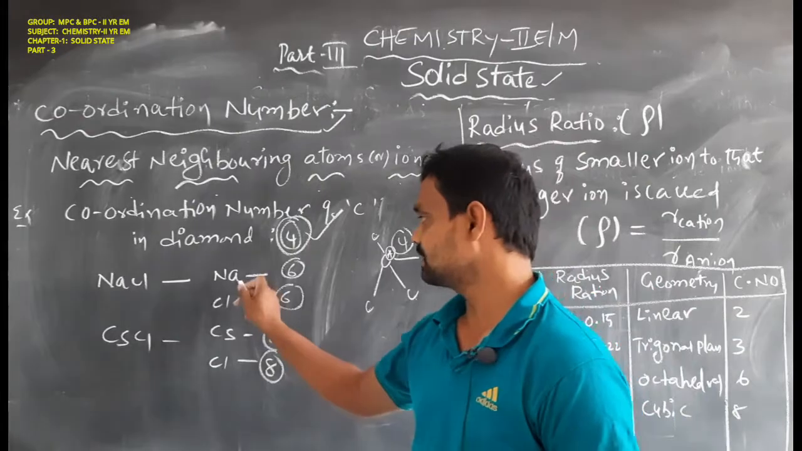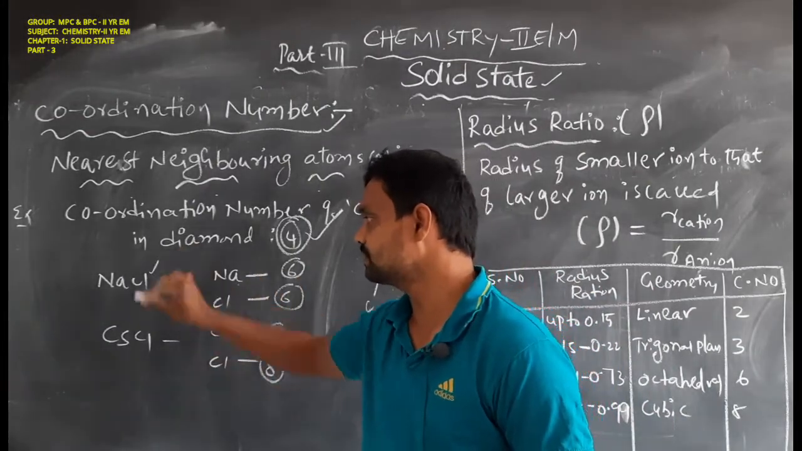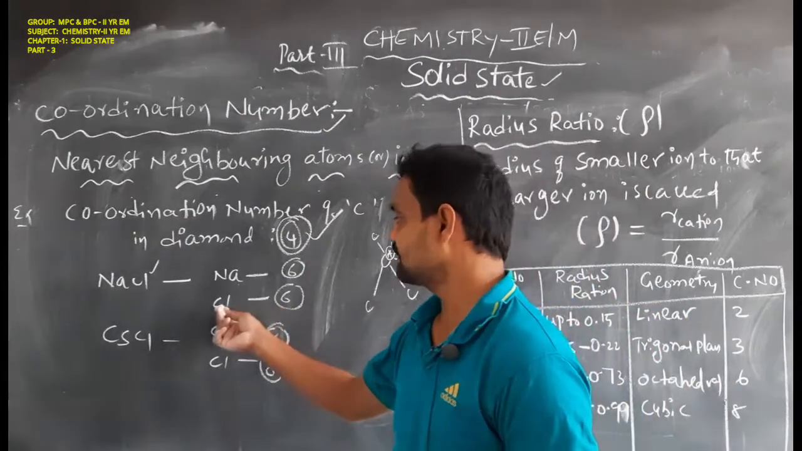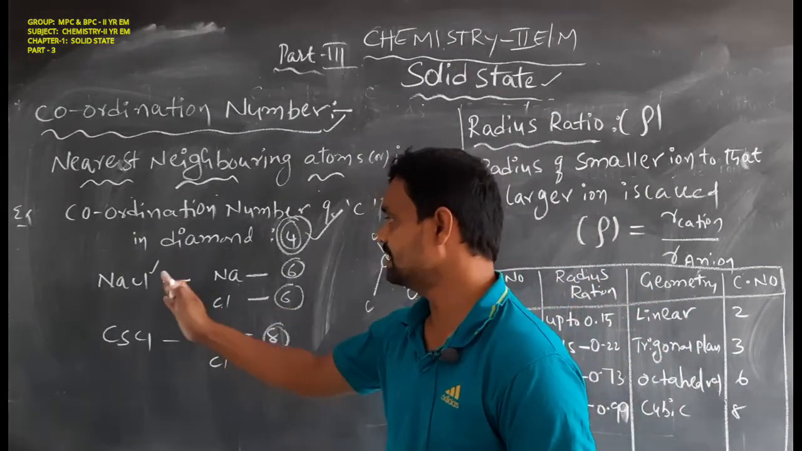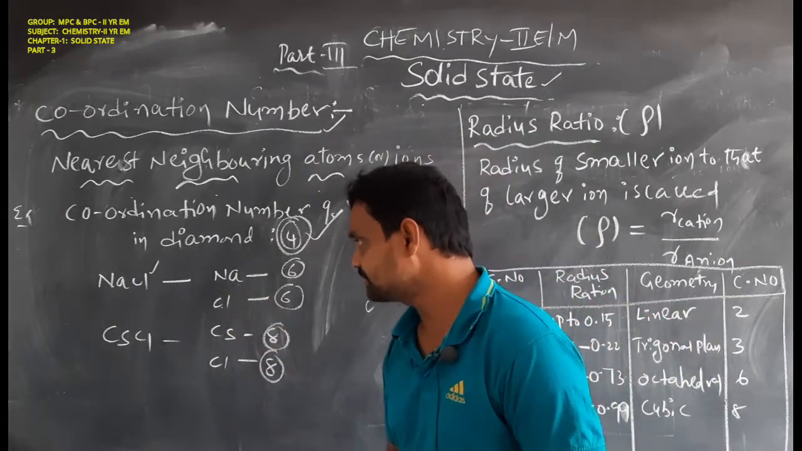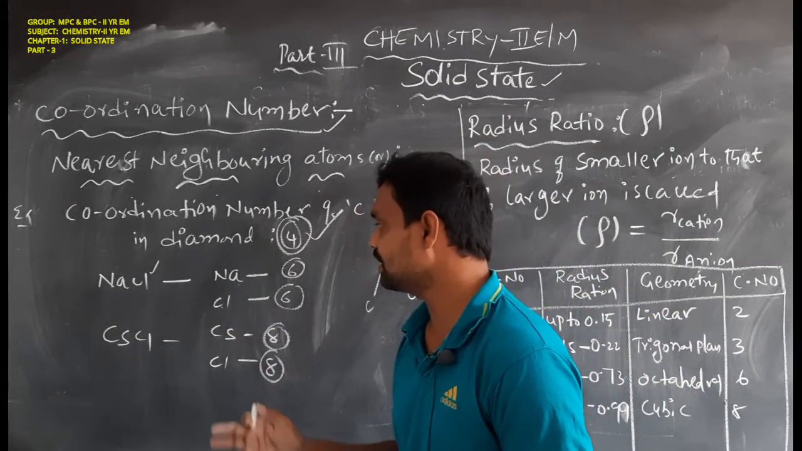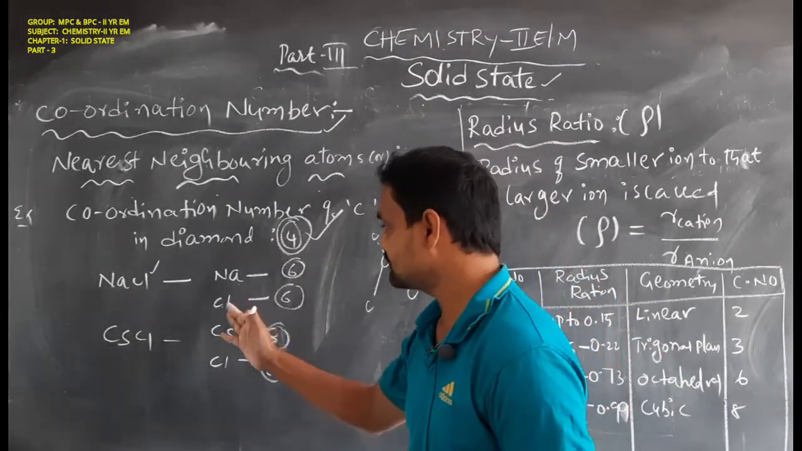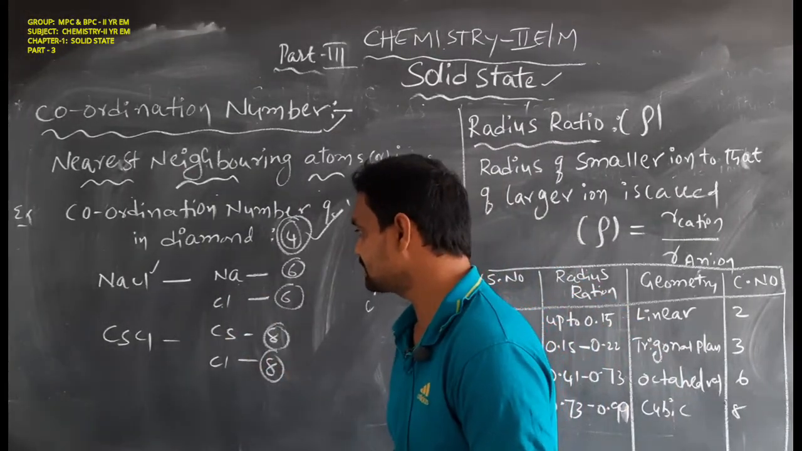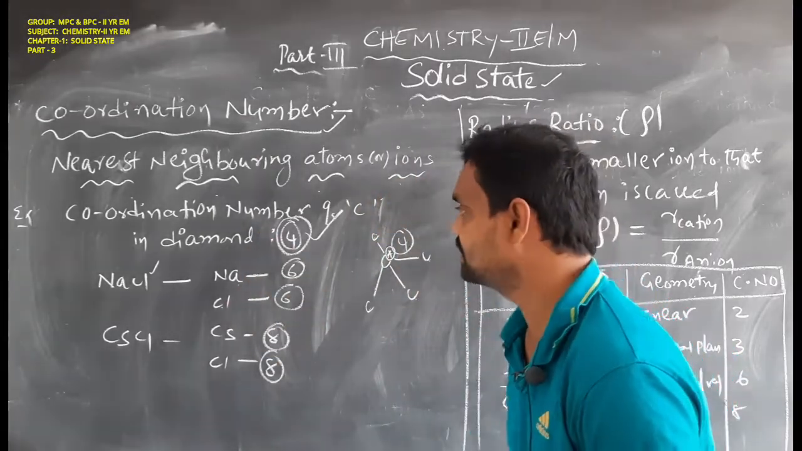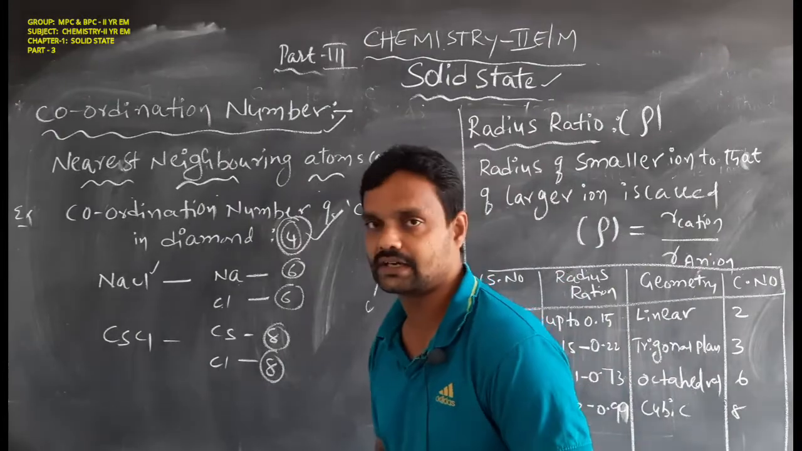Similarly, the coordination number of sodium in sodium chloride is 6, and the coordination number of chlorine in sodium chloride is also 6. This means each sodium atom touches 6 chlorine atoms, and similarly each chlorine atom touches 6 sodium atoms. That is the meaning of the coordination number.